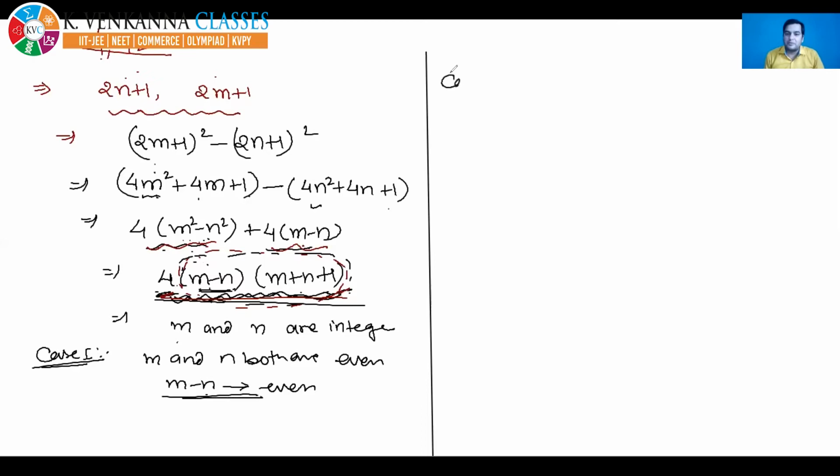Okay, now come to case 2. What can be the second case for m and n? Both are odd. m and n both are odd.